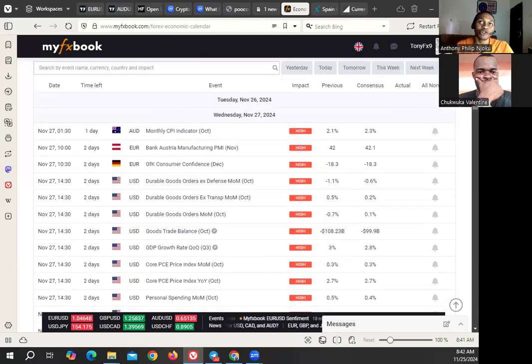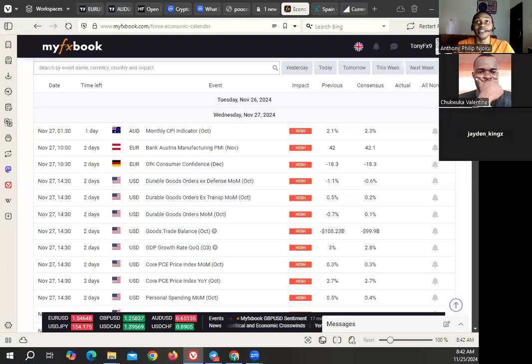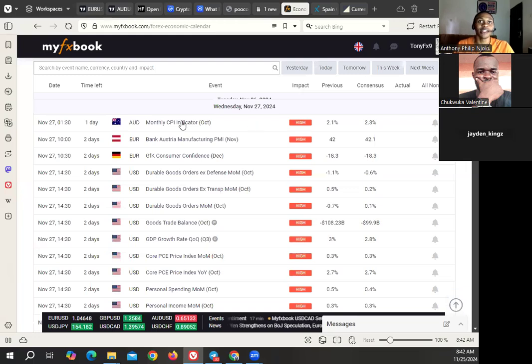So always try as much as possible to watch the news or check out the calendar for each day. Then on Wednesday, November 27th, which is the mid of the week, and volume has peaked in the market, we have AUD by 1:30 a.m., monthly CPI for AUD. That's the inflation figure. If inflation is high in a country, it makes the country's currency strong. Based on analysis, they're saying that inflation is going to increase to 2.3% from the previous month's 2.1%. If that happens, AUD will be strong against the dollar.